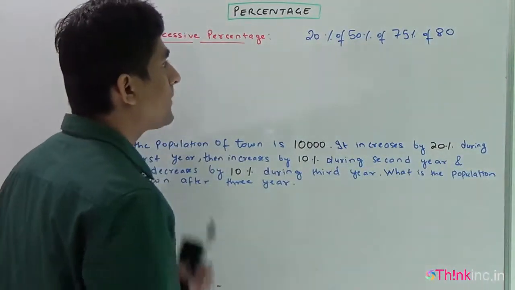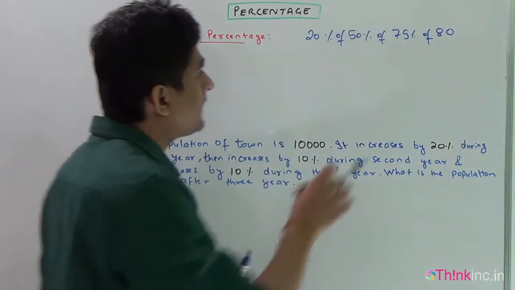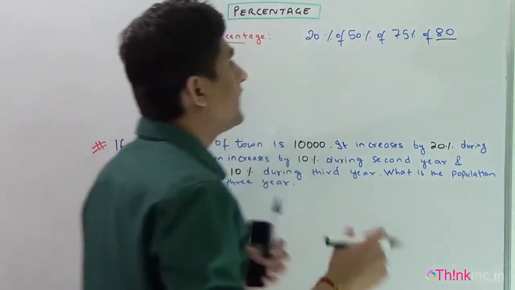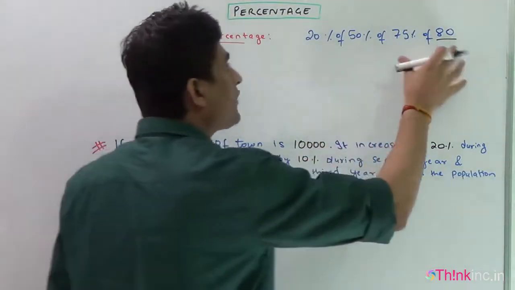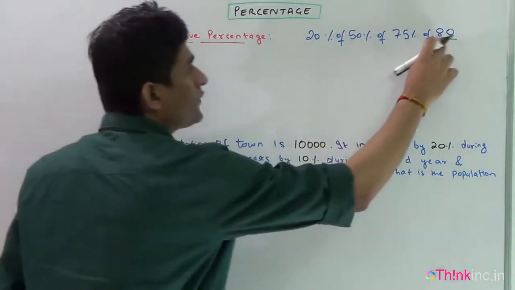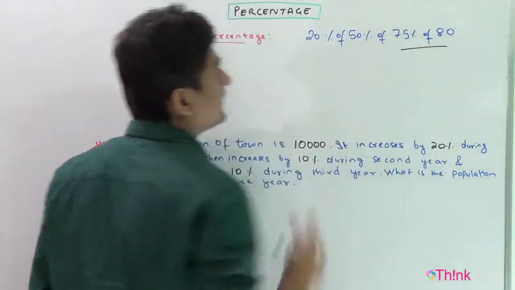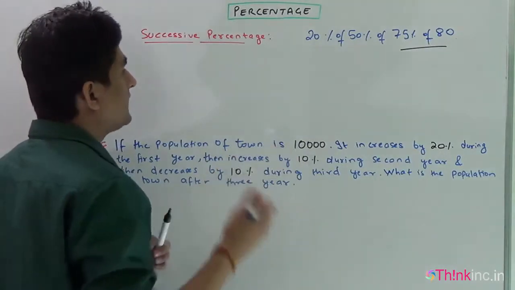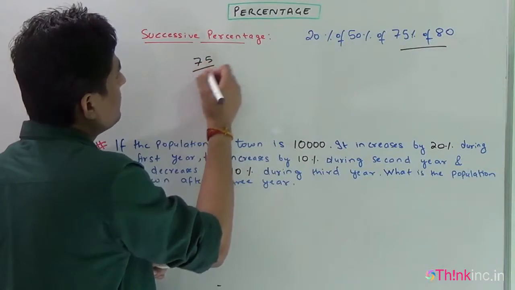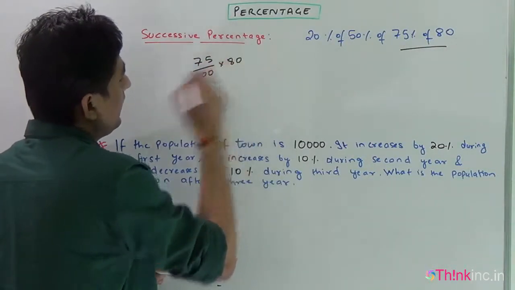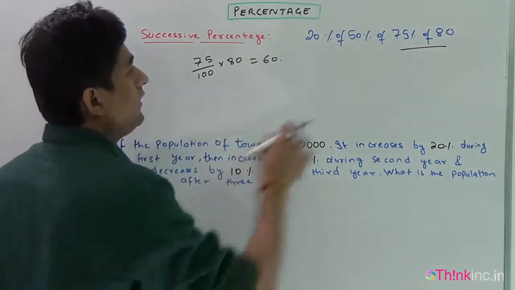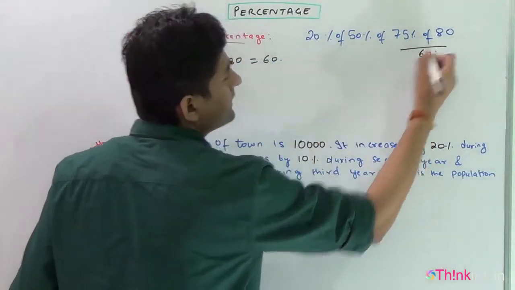Okay, so how will we proceed in this type of questions? We'll look at where the absolute value is located. Here the absolute value is this 80. This value is a fixed value, and of 80 we have to calculate the percentages. So we'll proceed like this. First we'll calculate this part and we'll get some resultant. We have to calculate 75% of 80, and if you solve this, it will come out to be 60. Therefore the value of this is 60.